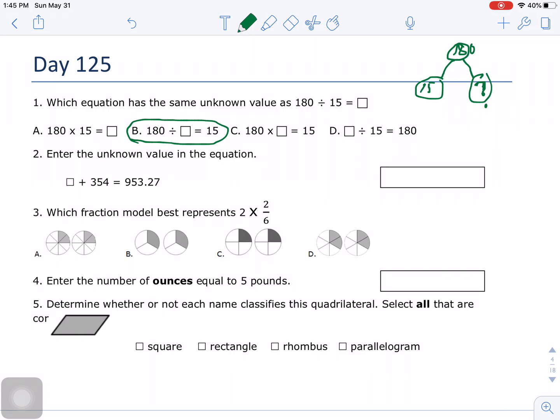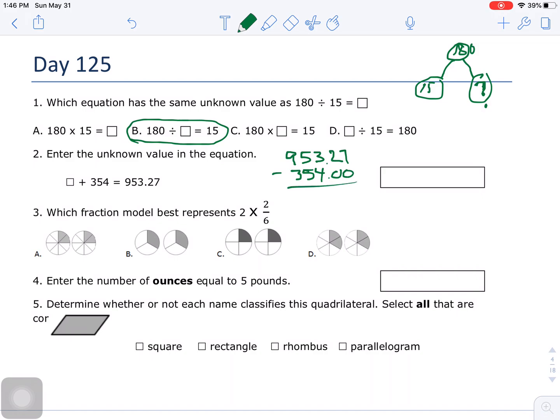Problem number 2. Enter the unknown value in the equation. So again, this is a number bond, but a concept with adding and subtracting. So I know that if I take my sum and I subtract an addend, I would get the other addend. So that's what I'm going to do. And the key here is making sure that I line up my place values.